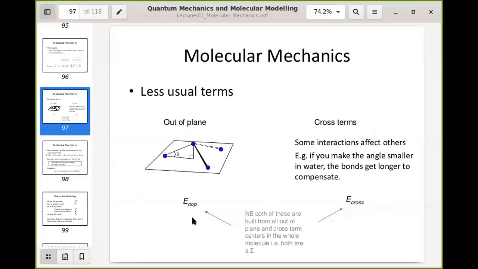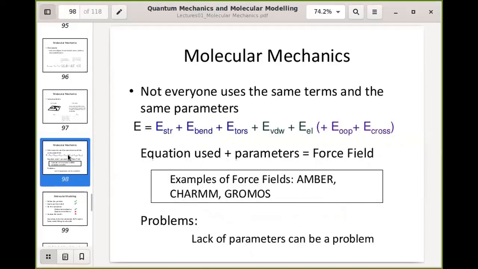But these are unusual terms, and so I don't want to concentrate on them, but I want you to be aware that other people may do the calculation to try and get a more accurate total energy. They might try to add some unusual terms into it to get a total, more accurate energy. So in molecular mechanics, what you do is you calculate the total energy based on bonded parameters.